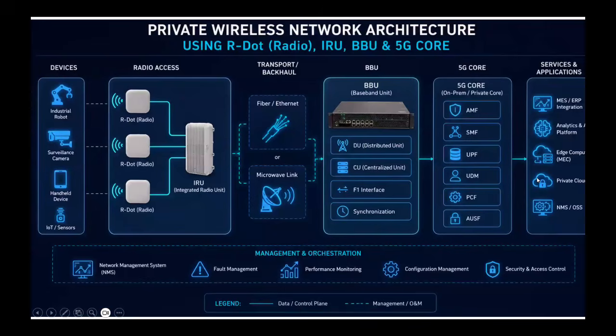So this is the normal architecture without private networking. As you know, the UE is connected to the small cell, like in case of Radio Dot. This is the small cell provided by Ericsson. We'll discuss in detail in the next slides. The small cell is connected to the BBU, the BBU is connected to the core, and the core is connected to the services and applications, right? So this is the normal architecture.